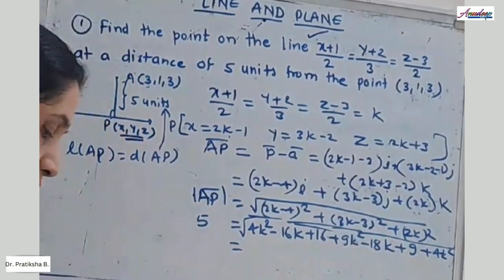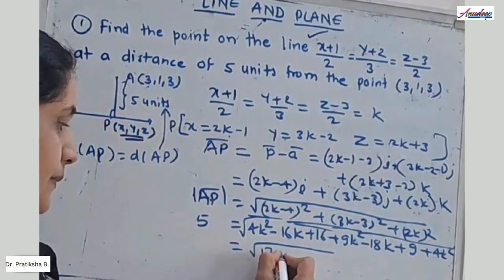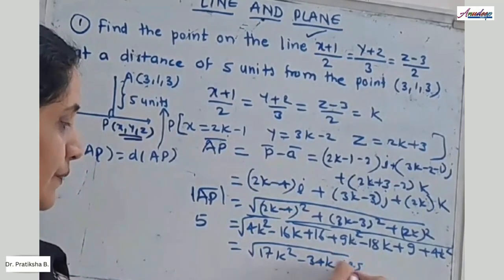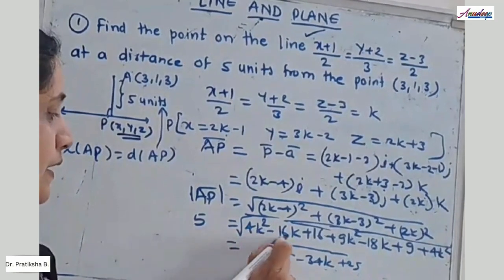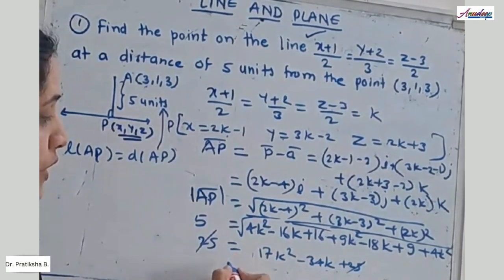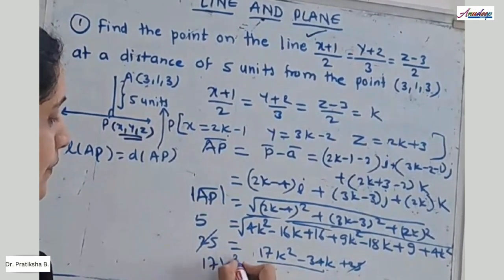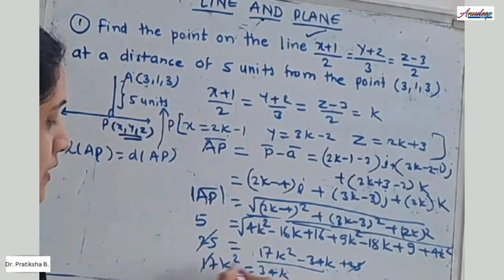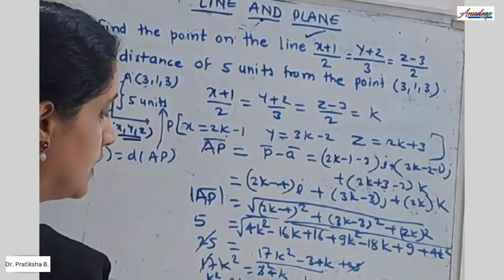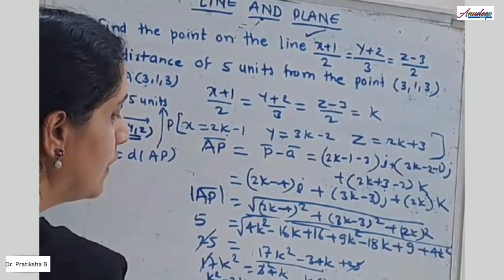When I evaluate, inside the square root sign I get 17k square minus 34k plus 25. When I square both sides, the square root sign is removed and I get 25 on the other side. So what is the value of k? 17k square is equal to 34k, that is k square minus 2k equal to 0, which implies k into (k minus 2) equal to 0. So k is 0 or k is equal to 2.